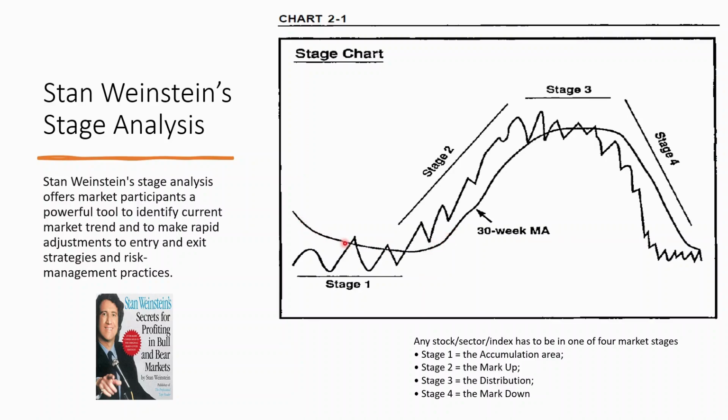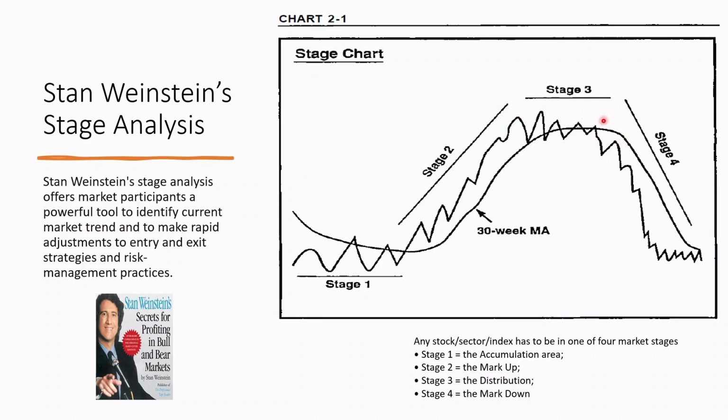The 30 weekly moving average over here was flat, but as this begins to rise and price also begins to rise, we can say that we have entered stage 2 or the markup area. Stage 2 can continue for some time, where price continues to move up, form new bases, move up, form new bases, and eventually it flattens out. And the 30 weekly moving average line also starts flattening. This stage is called stage 3 or the distribution phase.